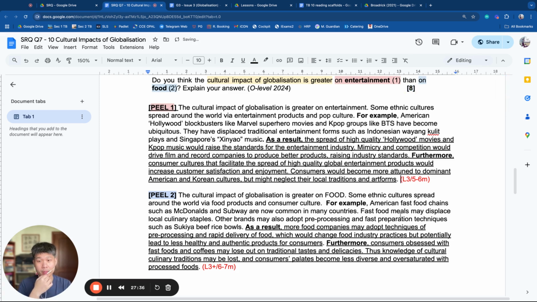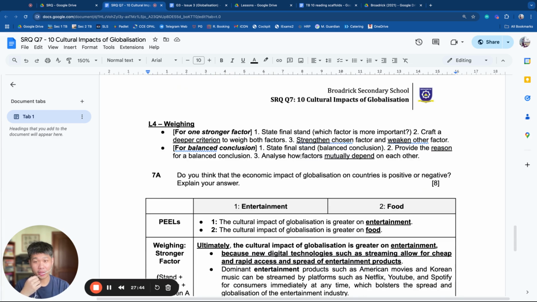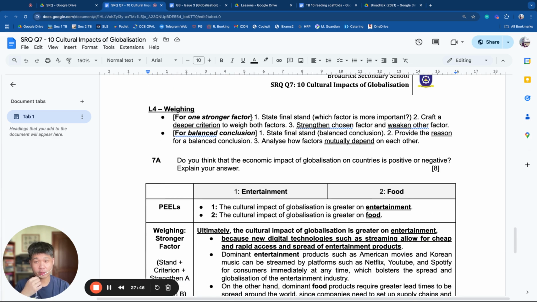And how do you have that capability? We do weighing. So let's go to the last part of this, which is the weighing. And recall that there are two ways to do weighing. There's a stronger factor approach. I pick one. Is it entertainment or is it food that's more important? And there's the balanced conclusion approach, whereas I say, well, both are important.